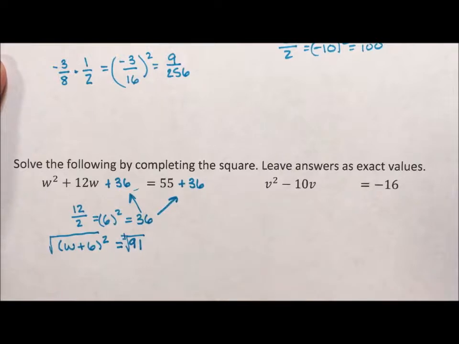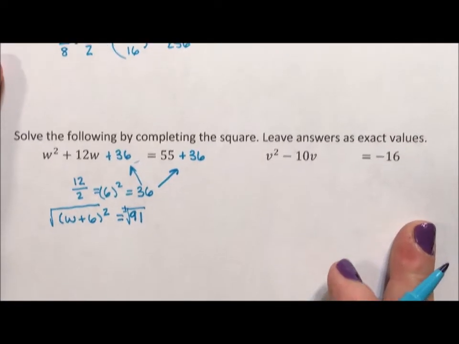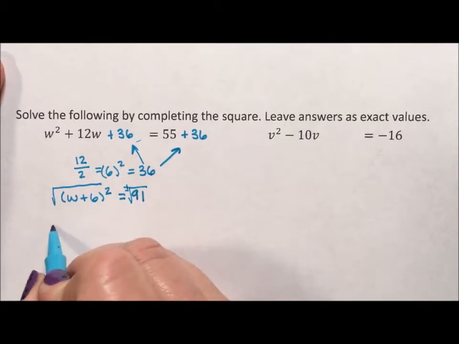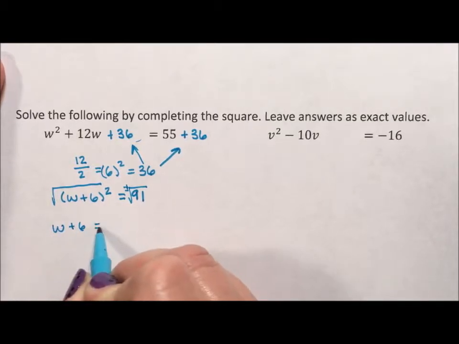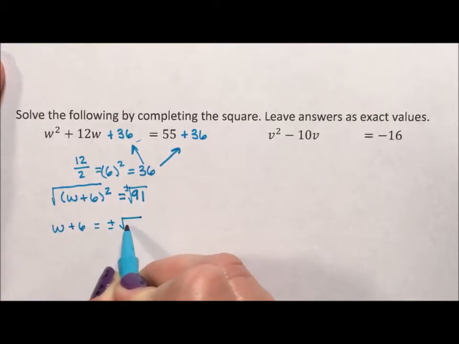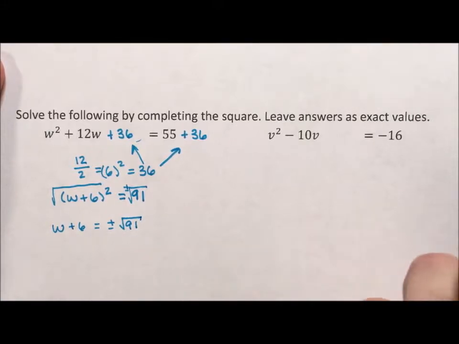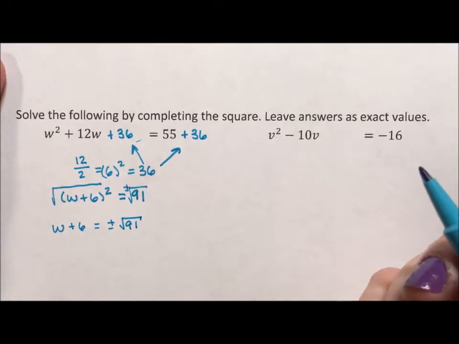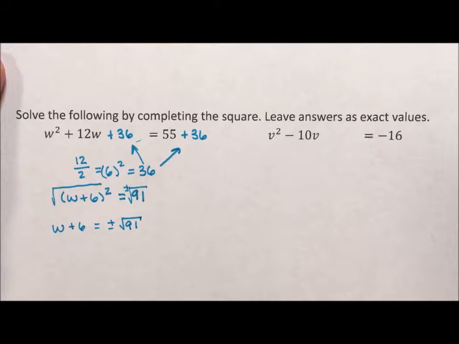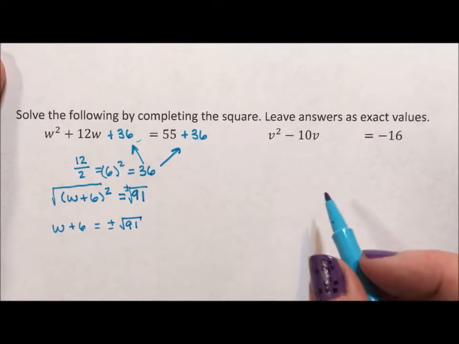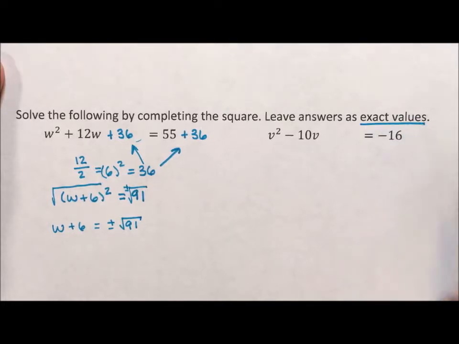Okay, then when I square root both sides, I need to include a plus or minus to indicate I understand that a square root could come from a positive or negative, so that I have w plus 6 equals plus or minus the square root of 91. I'm going to leave my answer precise. I'm not going to go to decimal, which could often involve a rounding error. You need to find out the directions on your problem, because sometimes they say leave as exact values and sometimes they say round to so many decimal places.